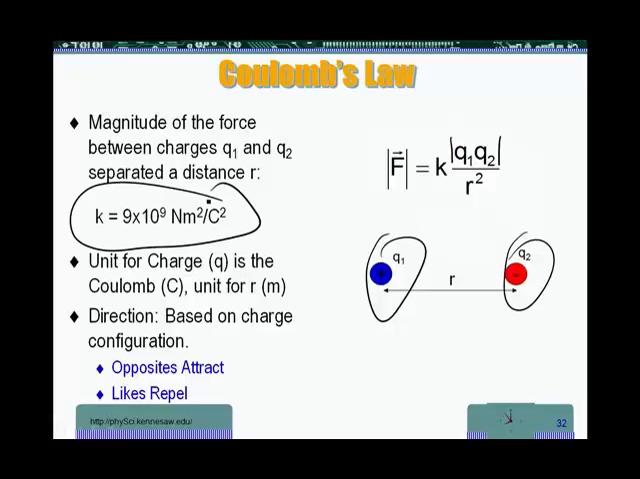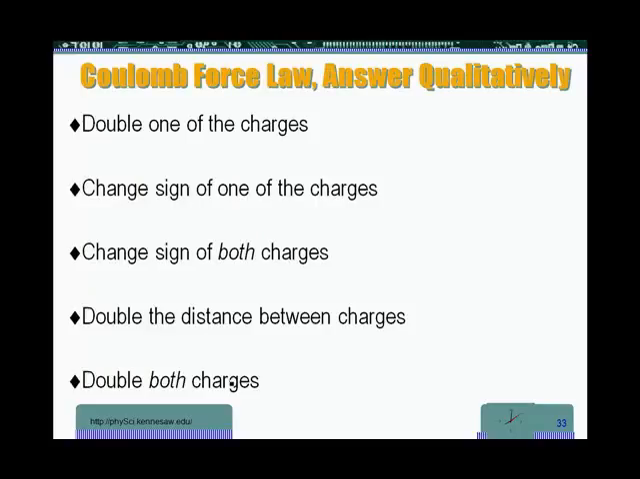And to find the direction, and we are going to see that through the examples, we take into account the fact that opposite charges attract and like charges repel. Now, a few things just before getting into the directions. When we double one of the charges, remember what's going to happen. Because the force is proportional to Q1 Q2, the force is going to double.